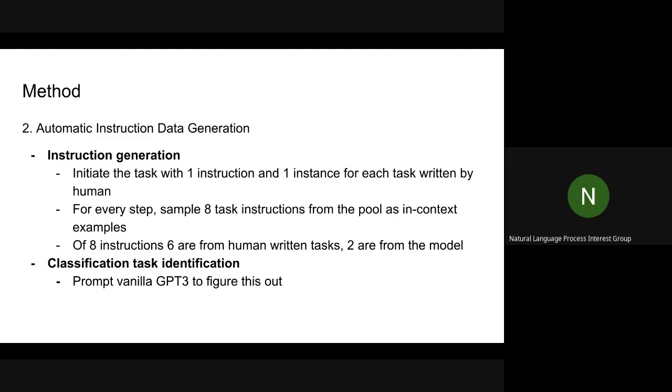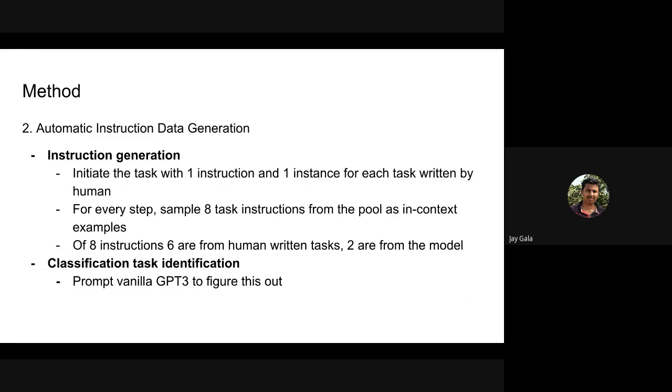Honestly, in their filtering and post-processing, they just say that to encourage diversity, a new instruction is added to the task pool only with the Rouge L less than 0.7. And I guess they also say that they exclude instructions that contain specific keywords that cannot be processed by language models. And that's actually about it. They don't mention anything else, I guess they don't do anything else. Yeah. I see, I see.